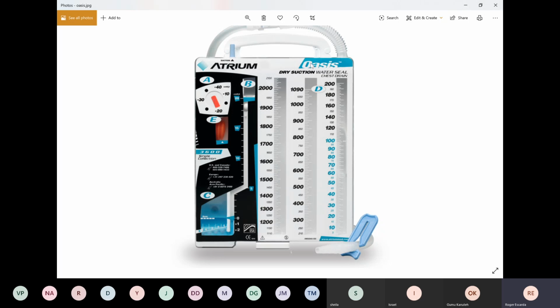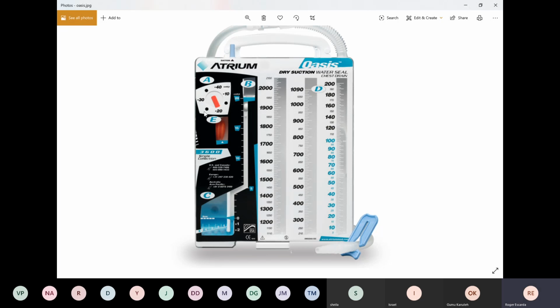And they have a catchy name. This particular brand calls it Oasis because an oasis is found in a dry desert. Okay, catchy. And this is a dry suction control chamber. So that's the first difference. The other one was wet because it's filled with water. This one is dry because there's no water in it. The second difference is this one is capable of applying higher suction. The other one is only 20, maybe 25 in some models. This one can give you up to 40.